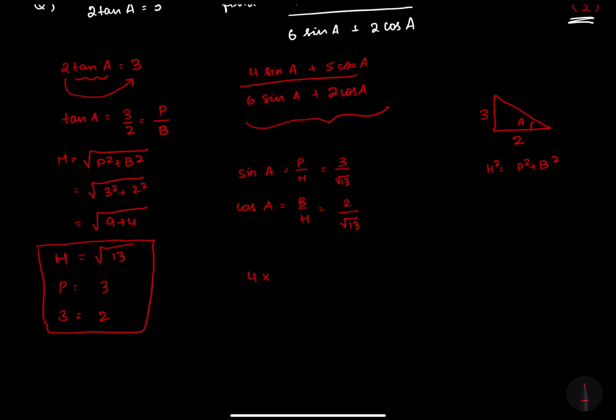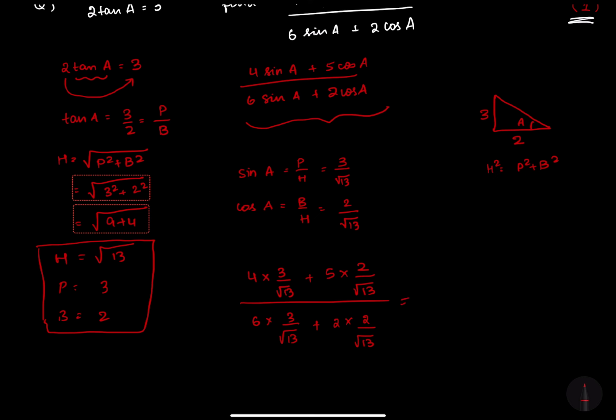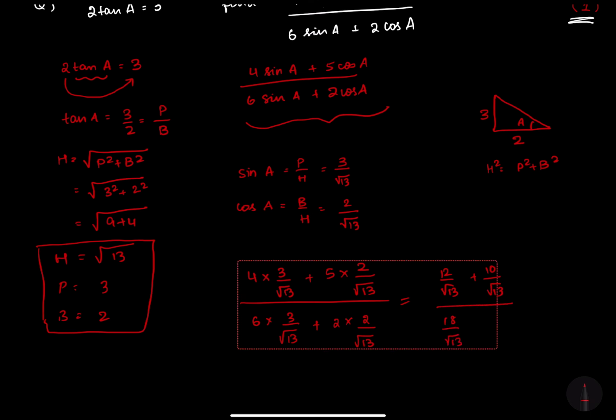So 4 into sine A, which is 3 by root 13, plus 5 into cos A, which is 2 by root 13, divided by 6 into 3 by root 13, plus 2 into 2 by root 13. Now when I simplify it, I'll be getting 12 by root 13 plus 10 by root 13 over 18 by root 13 plus 4 by root 13.